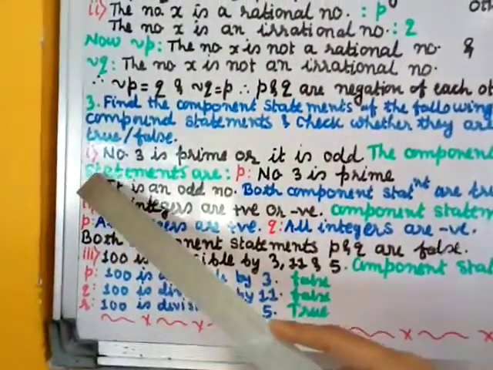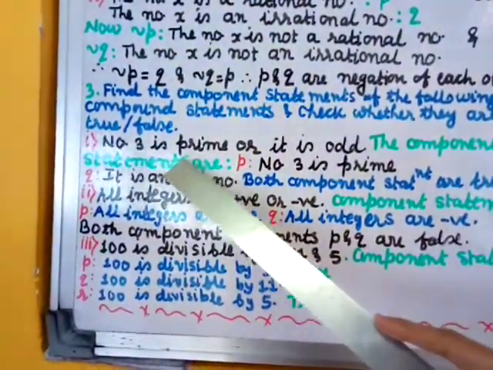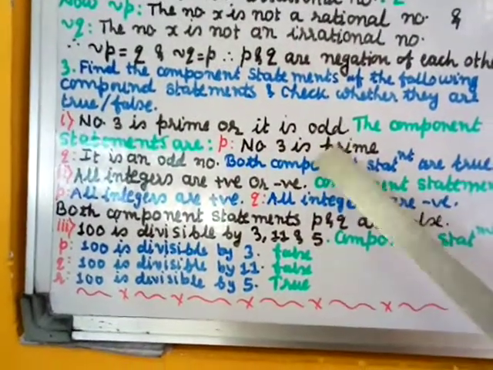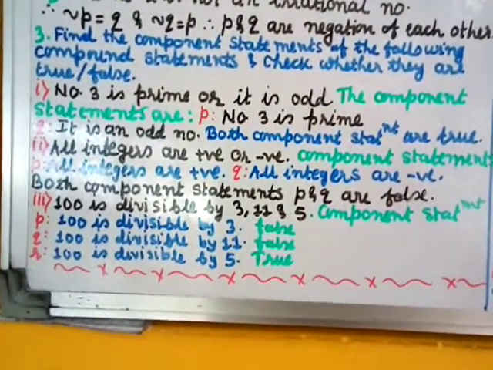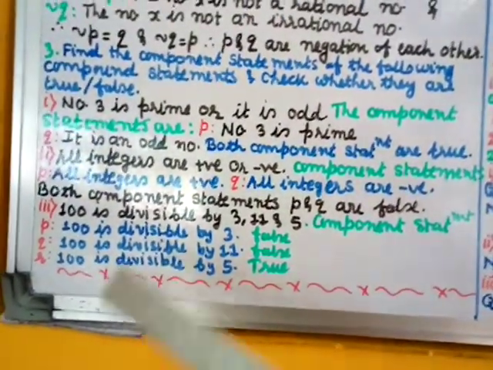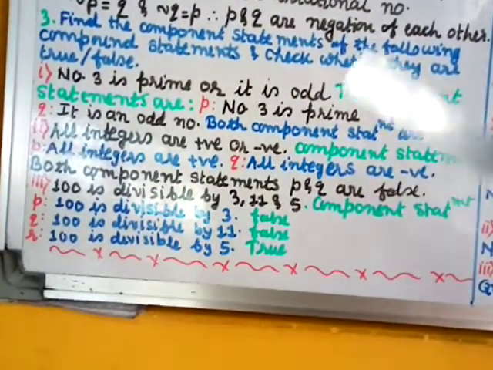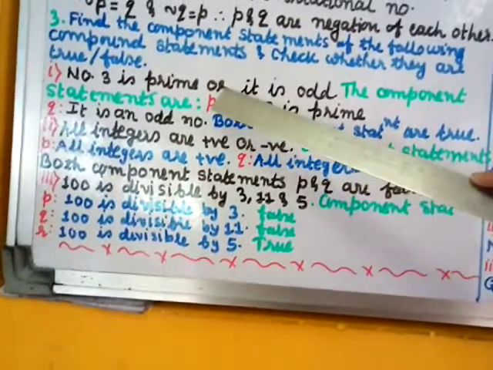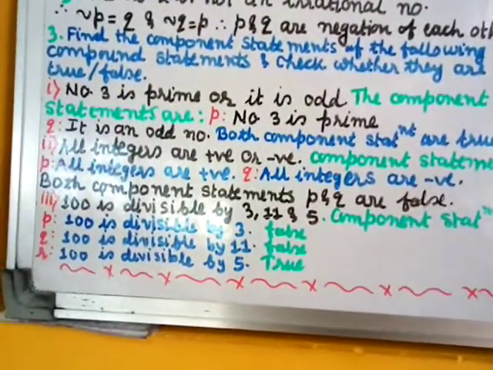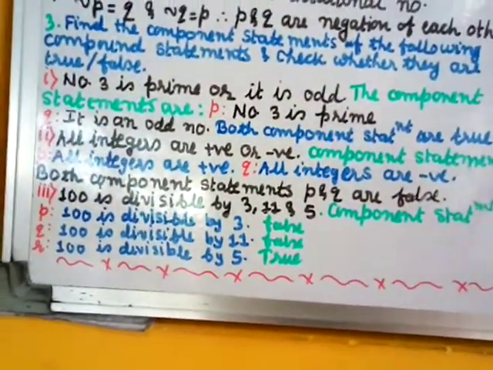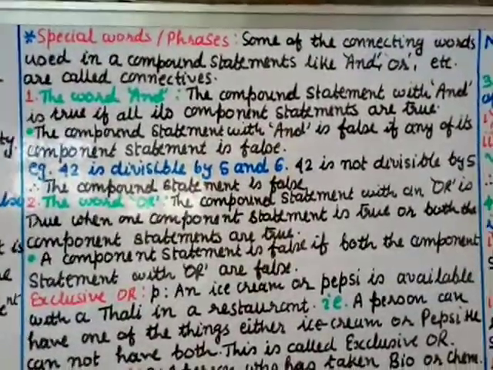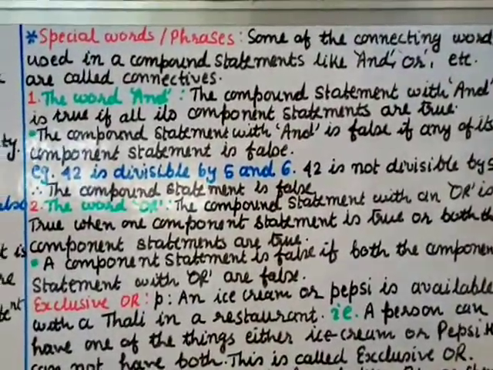The first question there: number 3 is prime or it is odd. Now this is a compound statement. It has two component statements. One is number 3 is prime and the other is it is odd. Here the connecting word is or, so you call this a connective. Similarly you can have and also, right? So let us study these two words, and and or, which we call connectives.